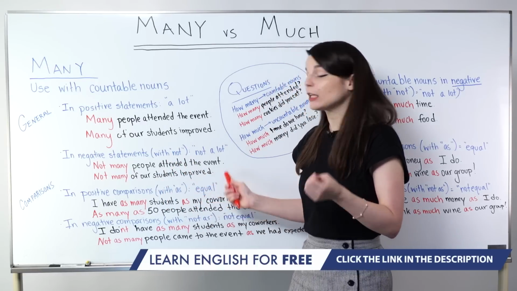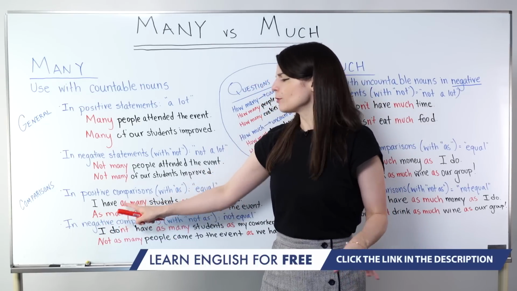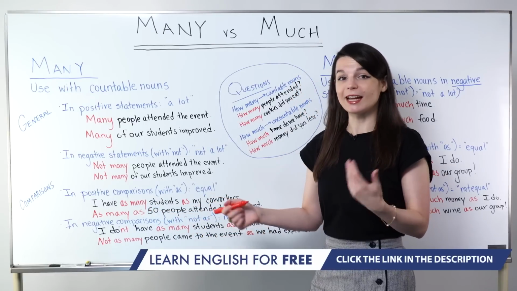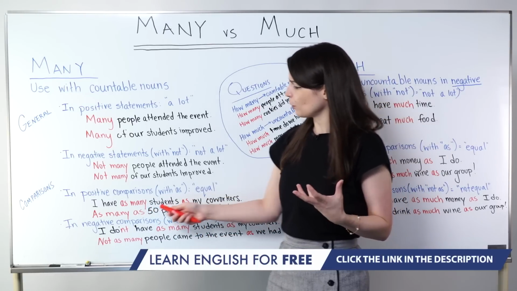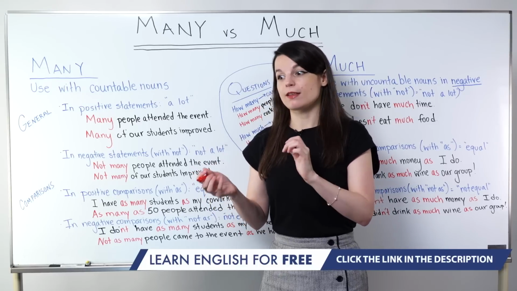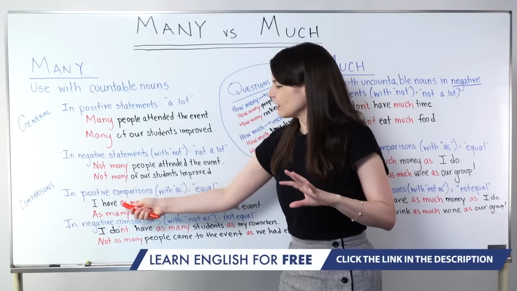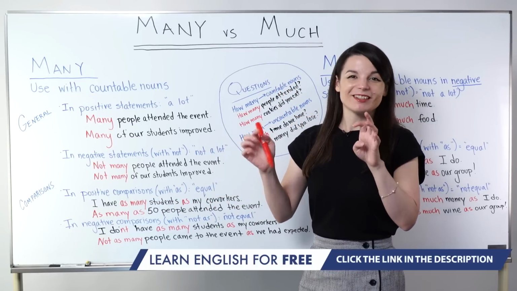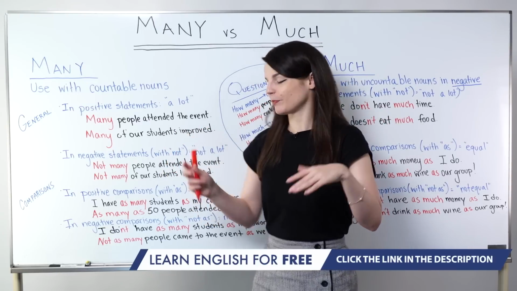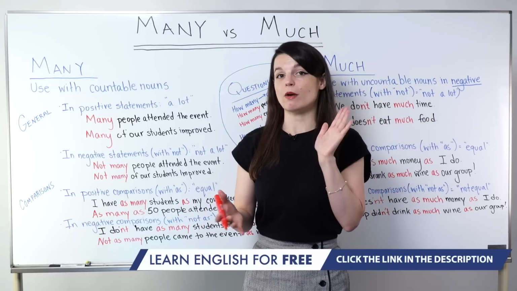So it's about equal to this number. This means about this many, about the number of 50 people attended the event. So you may see as many as used in this way too. The feeling is it's equal or it's about the same. This doesn't mean exactly 100% always exactly the same, but roughly equal. So this is the feeling of a positive comparison with many.